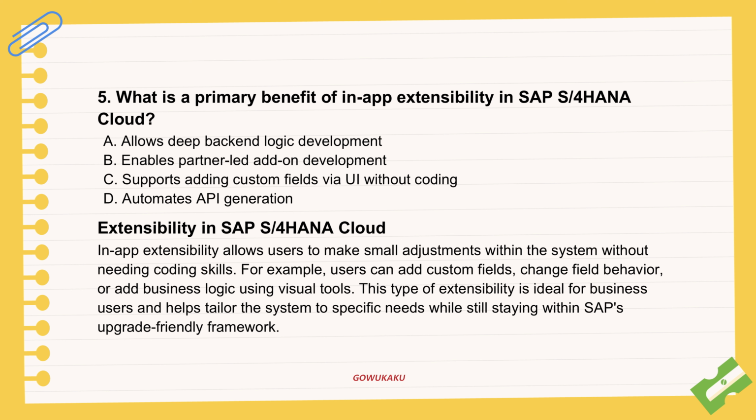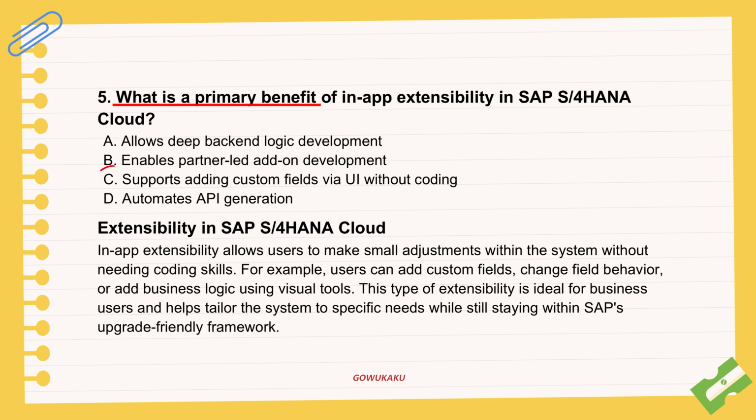Definitely. Okay, question 5 is about tailoring the system. What's a primary benefit of in-app extensibility in SAP S/4HANA Cloud? Options: A, allows deep back-end logic development. B, enables partner-led add-on development. C, supports adding custom fields via UI without coding. D, automates API generation. And the key benefit highlighted here is C, supports adding custom fields via the user interface, importantly, without coding.